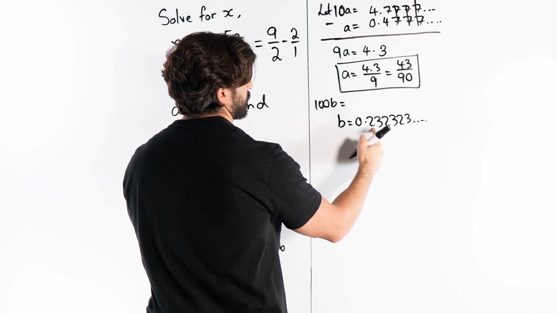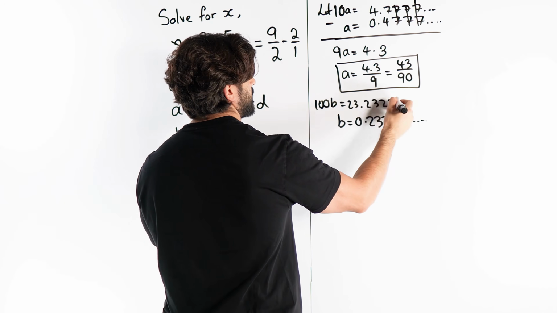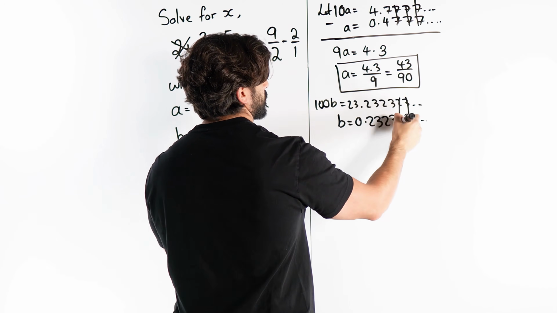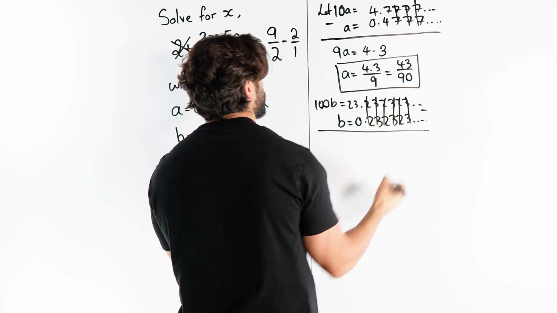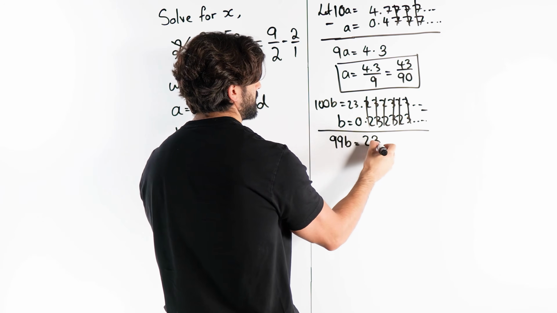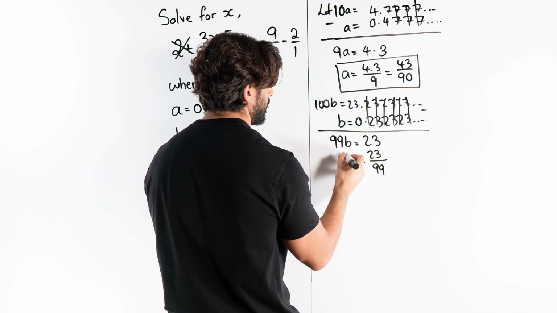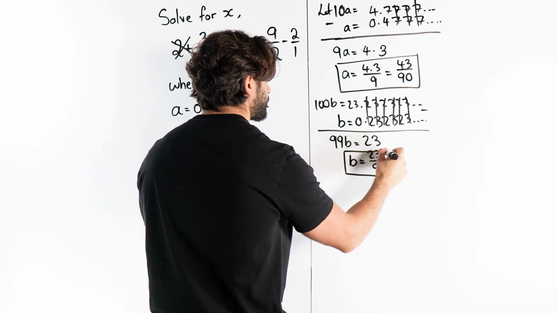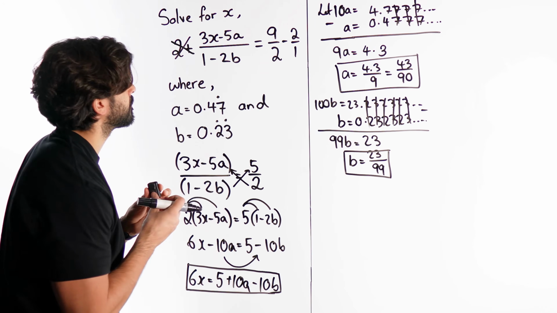Okay, so our decimal place moves twice, we'll get 23.232323... Cancel, cancel, cancel, cancel, cancel, cancel. From subtracting, we're going to get 99B is 23. So B is 23 over 99. Right, this is messy, man.